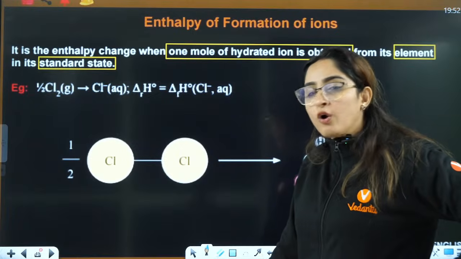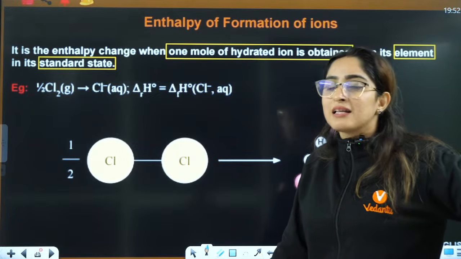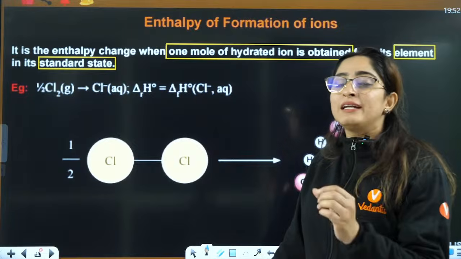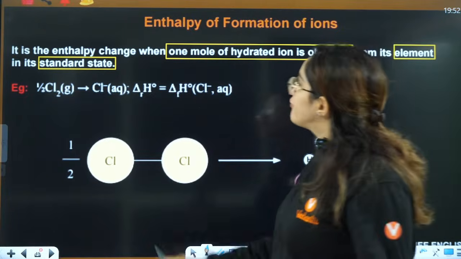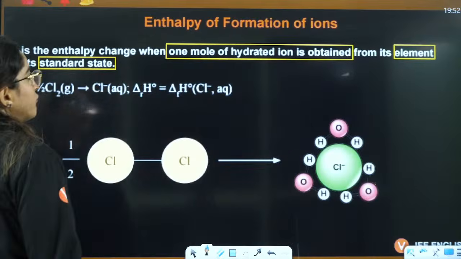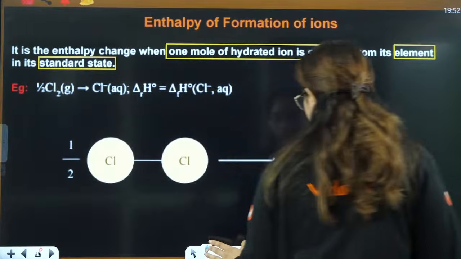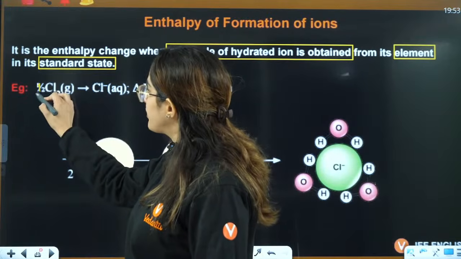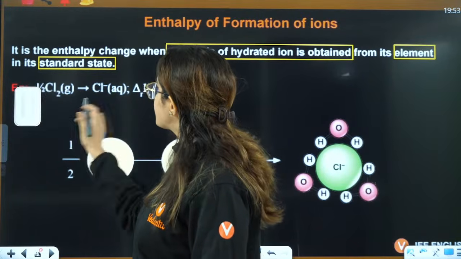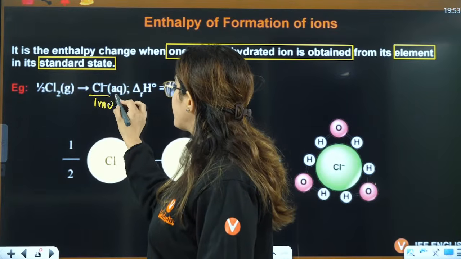And whenever we talk about enthalpy of formation, that is from the elemental and the standard states, right? And only 1 mole is prepared here. 1 mole of hydrated ion is obtained here. I am not saying the reactant should be 1 mole. I am saying this product should be 1 mole.